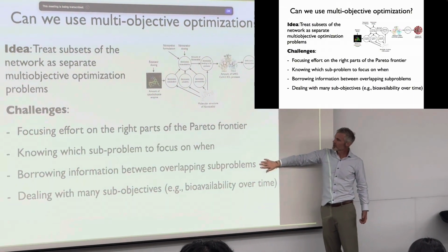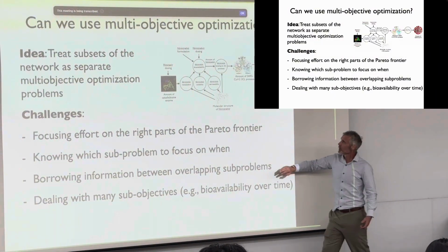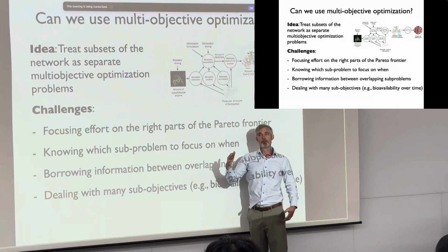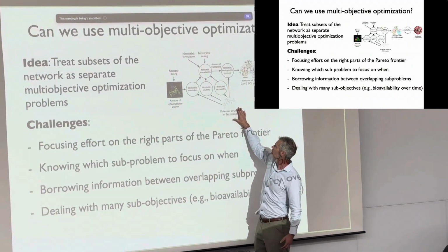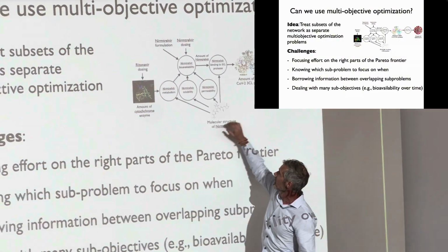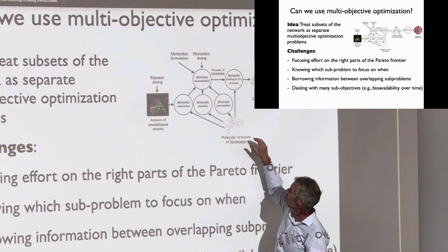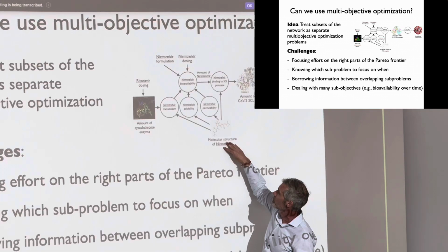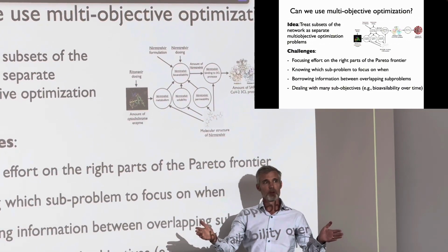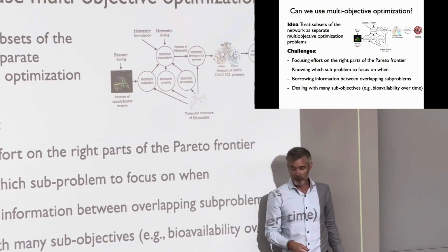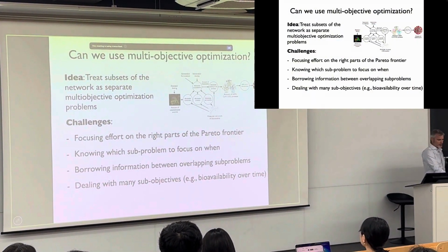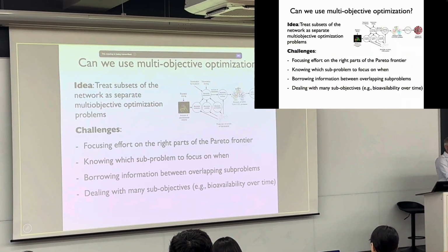Also borrowing information between overlapping subproblems. When I think about ritonavir dosing, the right answer depends on the molecular structure of nirmatrelvir. And when I think about nirmatrelvir dosing, that also depends on this molecular structure. But what I need from the molecular structure depends on the dosing of both of those things. So it's interconnected, so if I separate them, I've created a challenge for myself. And then finally, just the complexity of it all is a challenge for algorithms.